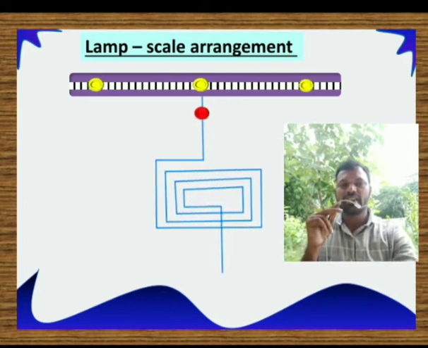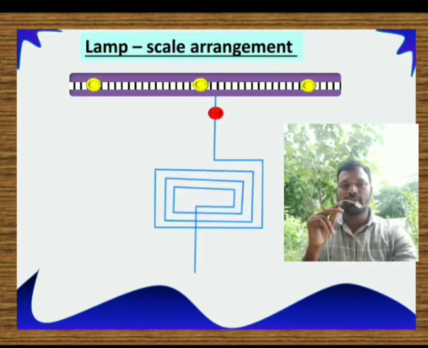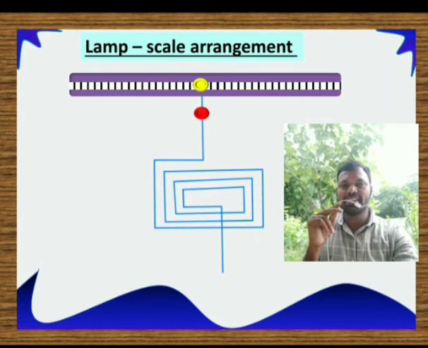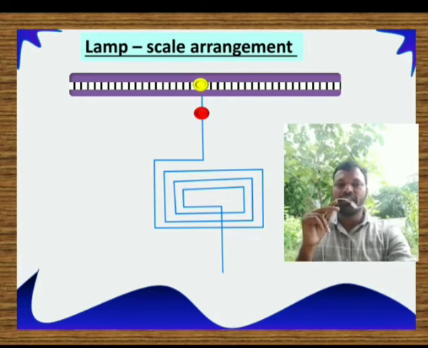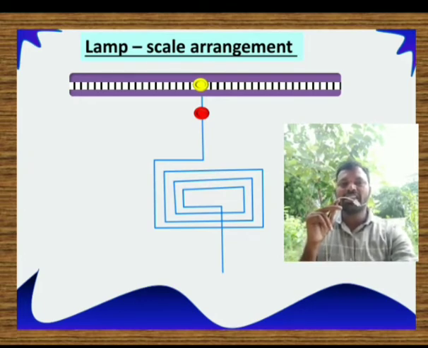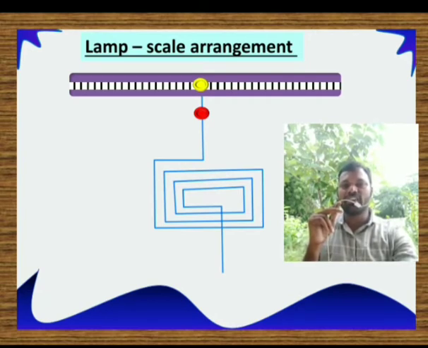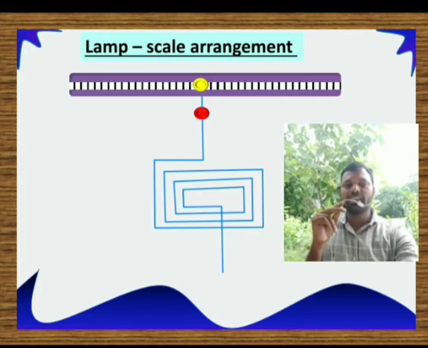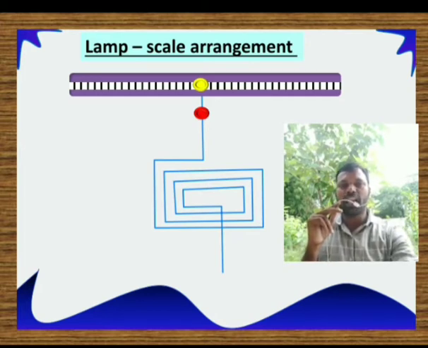See here, the coil is oscillating, so the mirror is oscillating. Since the mirror is oscillating, its image on the lamp scale is also oscillating. The deflection on the lamp scale is proportional to the rotation of the mirror. So the mirror is connected to the coil, and the deflection of the coil is directly measured with the help of the lamp scale arrangement. This is the use of the lamp scale arrangement.